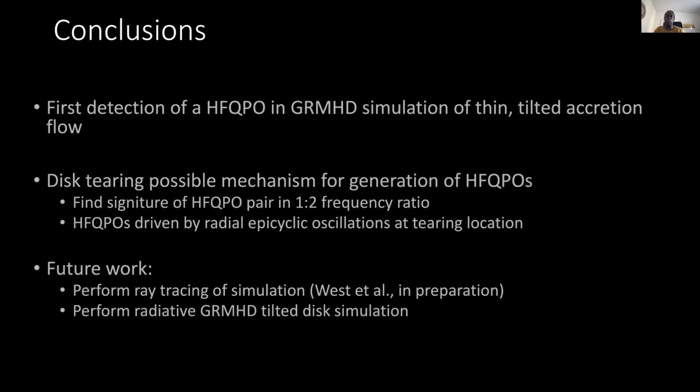Future work will involve ray tracing the simulation data to see what the features truly look like in X-rays, and also taking into account the effects of radiation by performing general relativistic radiative magnetohydrodynamic simulations.